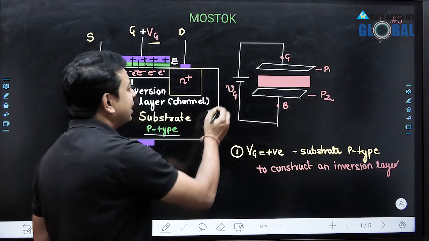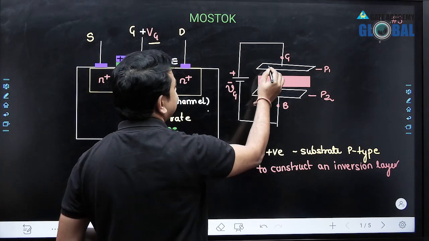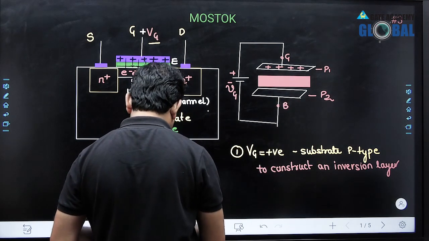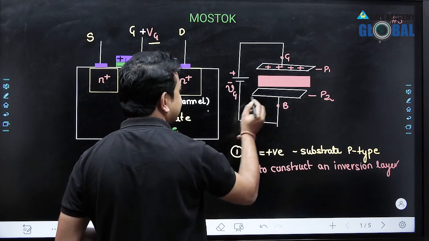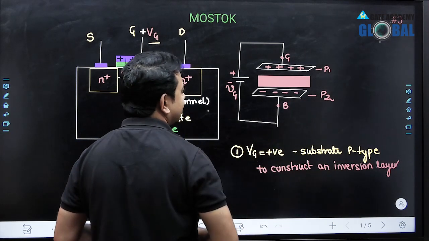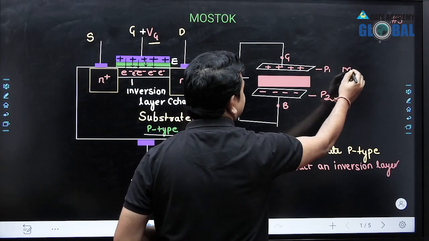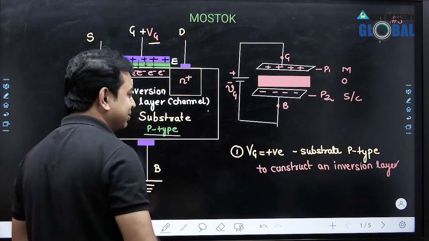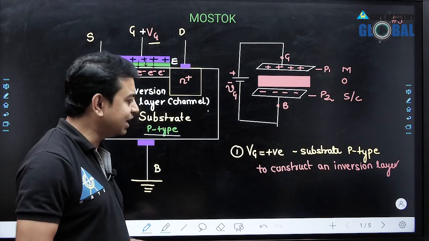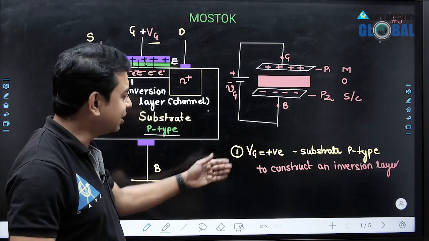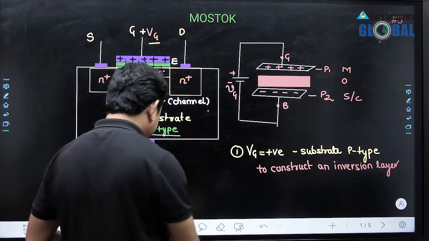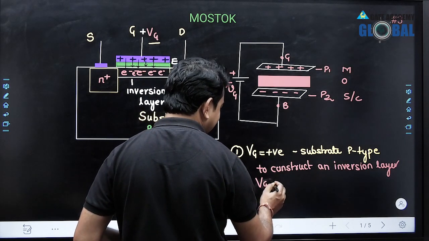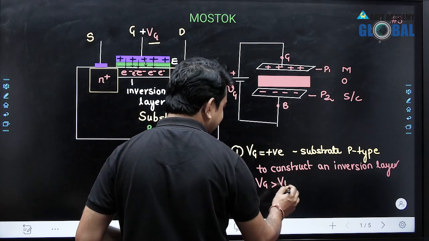So whenever we are applying a potential here, we are having positive charges present on the top side, and we are having negative charges seen on the bottom side. This is nothing but metal, and this is oxide, and this is semiconductor. So metal oxide semiconductor always needs to create an inversion layer. So we need to apply a voltage, and that voltage is a positive voltage, and in addition it must be greater than the threshold voltage.